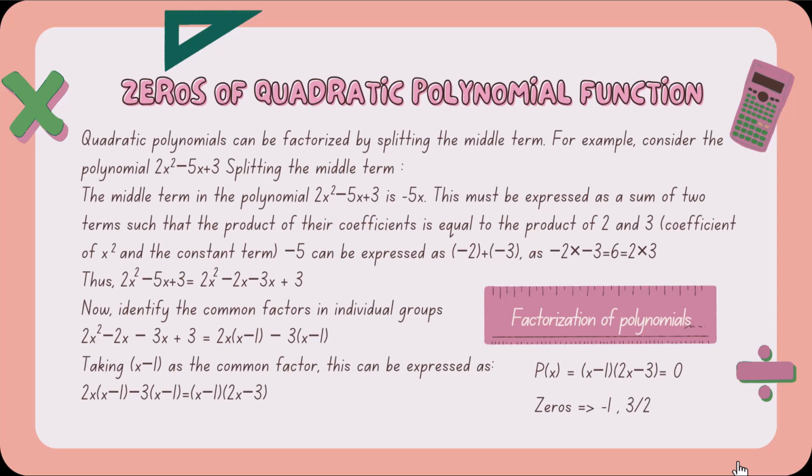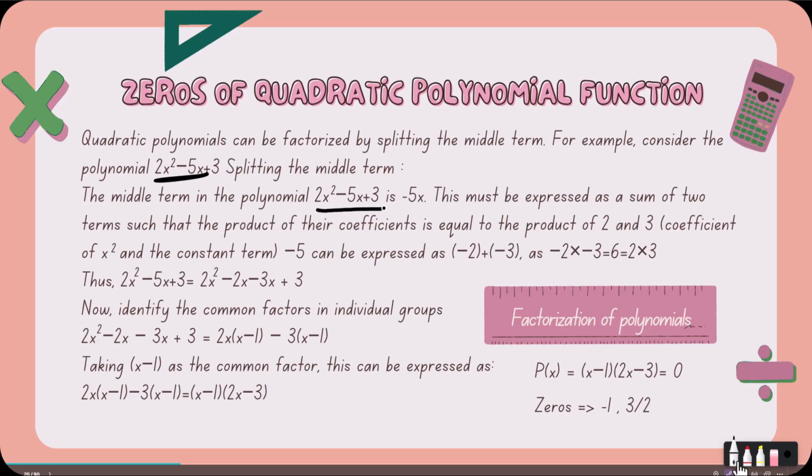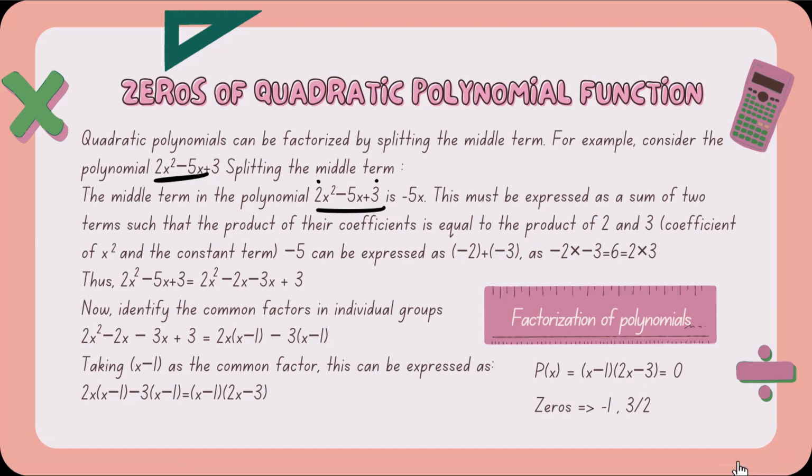So we have 2x squared minus 5x plus 3, right? How do we split it? This minus 5x, we know 2 into 3 is what? 6. So the product should be 6 and the sum should be equal to minus 5, right? That is what we have learned. 2 into 3 is 6, minus 5 should be the sum. So how do we split it?